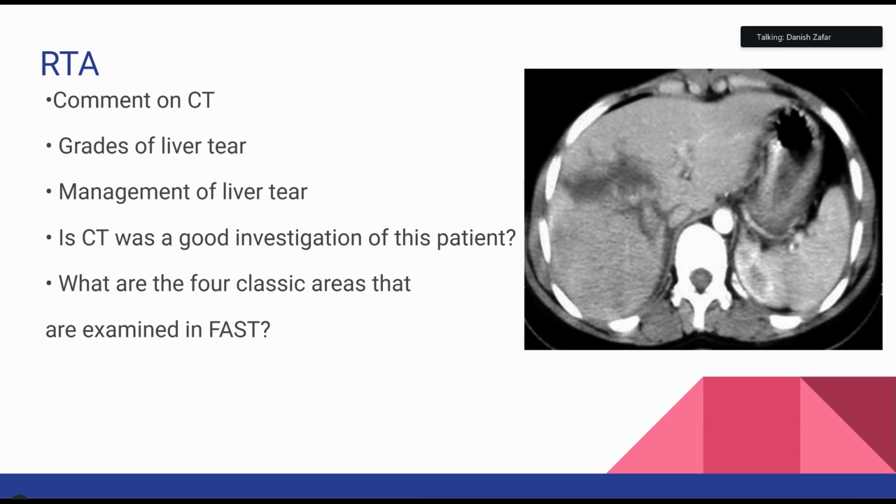Okay, so is CT scan a good investigation in this patient? In this patient, CT scan is not a good investigation because it's trauma and the patient is unstable, so the best thing is FAST, focused assessment sonography for trauma. Yes, so what are the 4 classic areas that we assess in FAST scan? Okay, the areas assessed in FAST scan include the pericardial area, perisplenic area, perihepatic area, and the pelvic area.